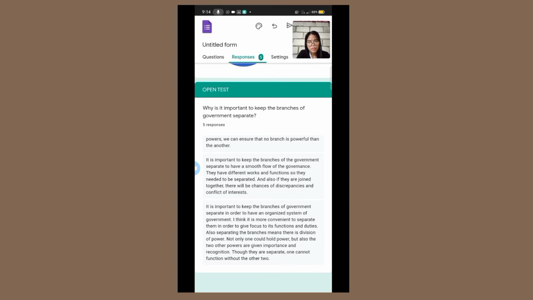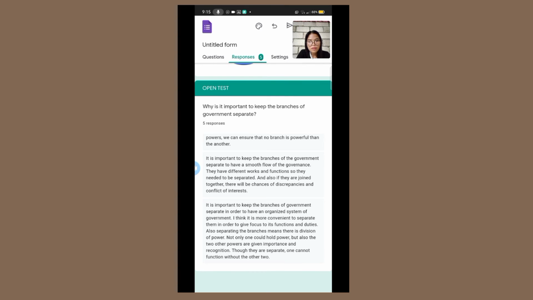The fourth response, it is important to keep the branches of government separate to have a smooth flow of governance. They have different works and functions, so they need to be separated, which is very right because there are lawmaking bodies, and also if they are joined together, there will be chances of discrepancies and conflict of interest.